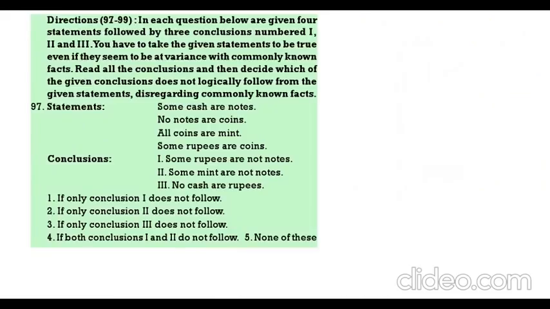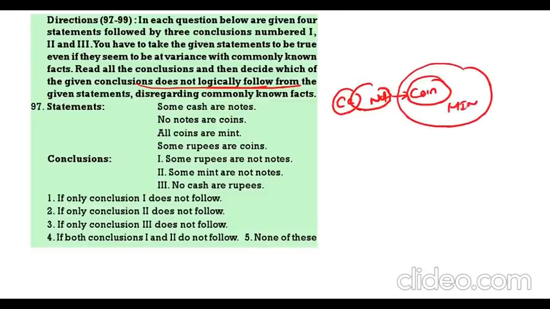Now 97. Which one does not follow? So you have to read the instruction carefully. Some cash are notes. No note is a coin. All coins are mint. Some rupees are coins. Now conclusions.